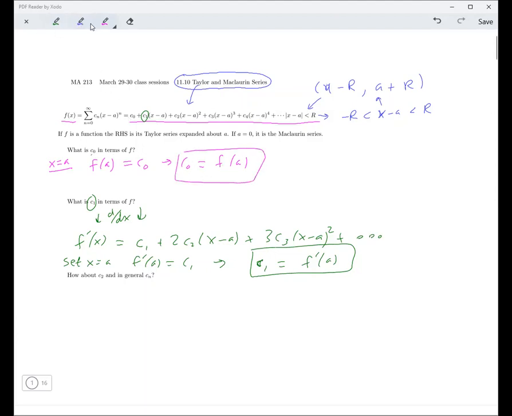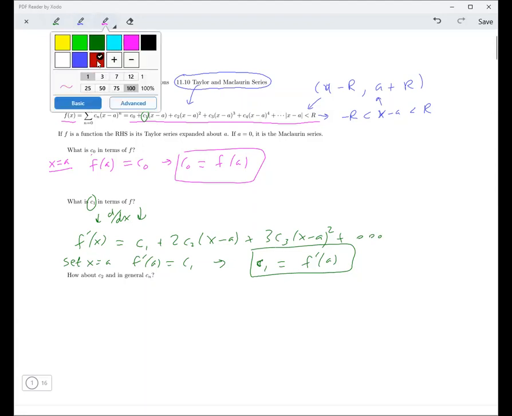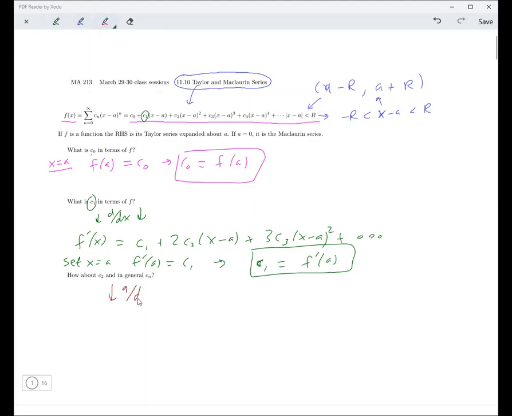And if you continue the process repeatedly, then at the next step, you're going to get the second derivative at a is equal to 2 c2. So c2 would be the second derivative at a over 2. And in general, what you're going to get is that cn is the nth derivative at a divided by n factorial. Okay, so that's kind of how that works.